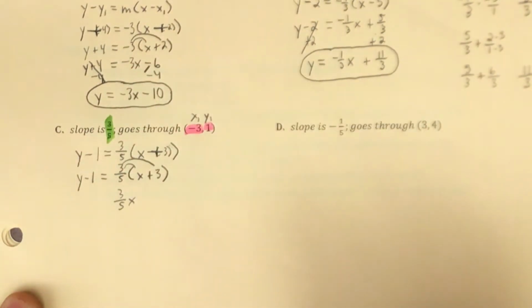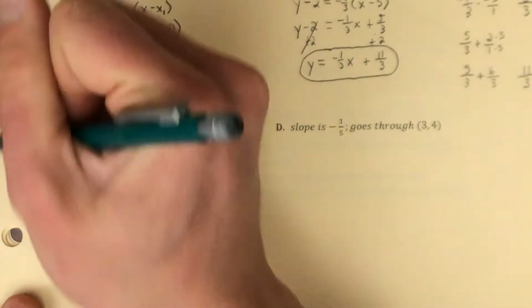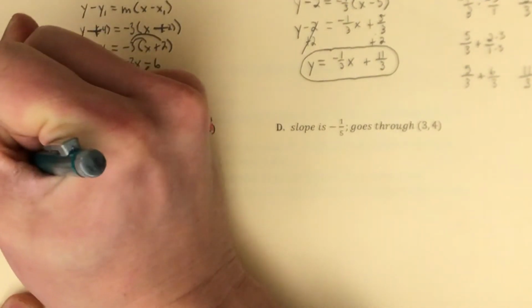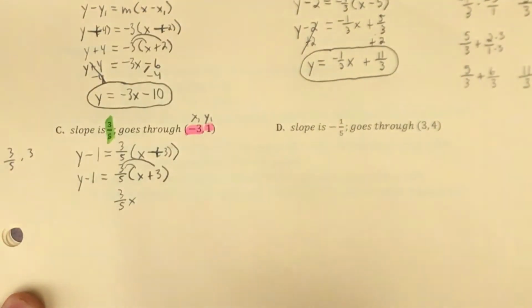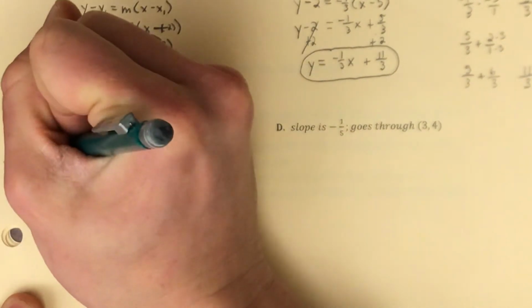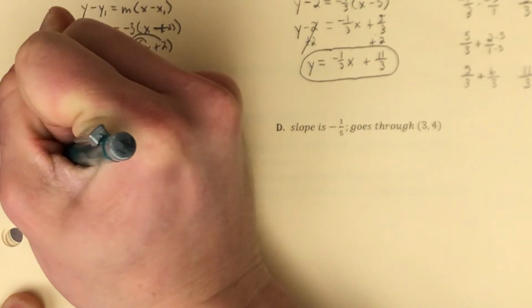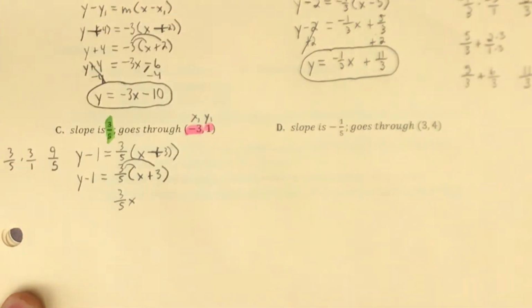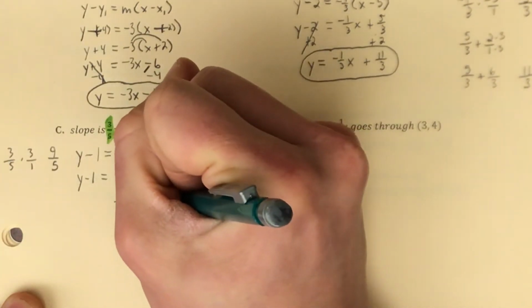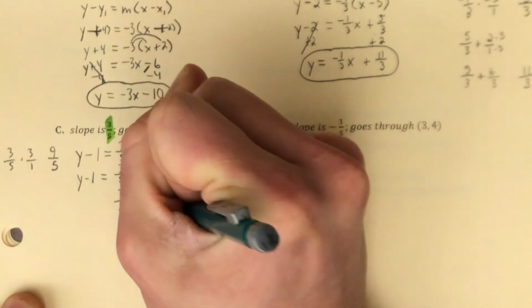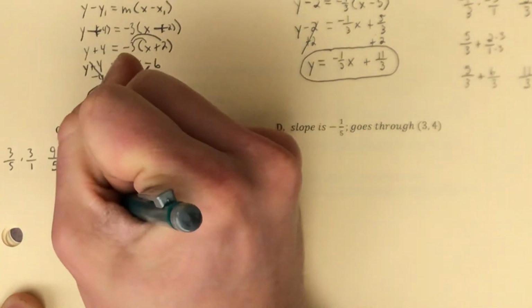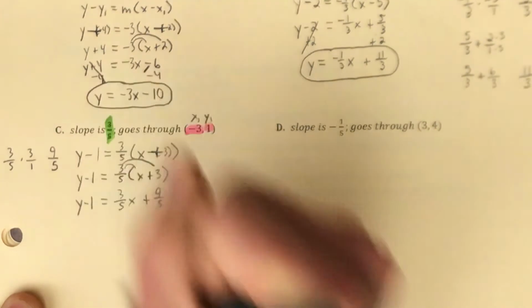3/5 times positive 3. Well, if I did that out here to the side, 3/5 times 3. All right. Well, I got to put that over 1 and then multiply it across. 3 times 3 is 9, and 5 times 1 is 5. So 9/5, and they're both positive, so positive 9/5. And then that's all equal to y minus 1.